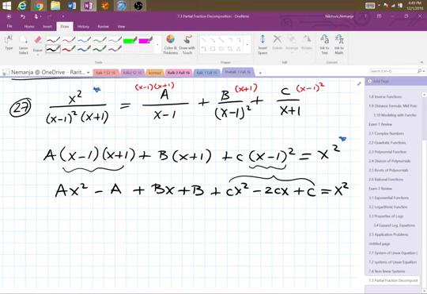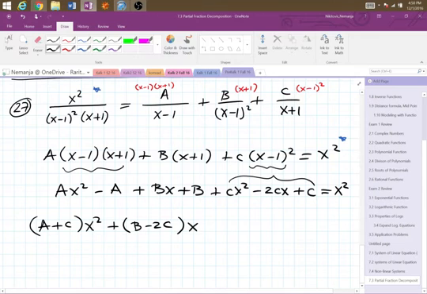So now what we do is we collect all of the squares together. Well, we only have A plus C, which is x squared, plus, then in parentheses we collect all of the single x's, which is B minus 2C. And then we just put minus A plus B plus C equal to x squared plus 0x plus 0. I want to use those placeholders so I can use my colors.